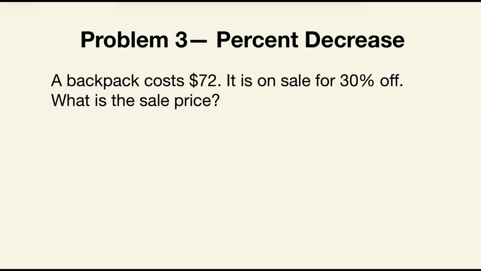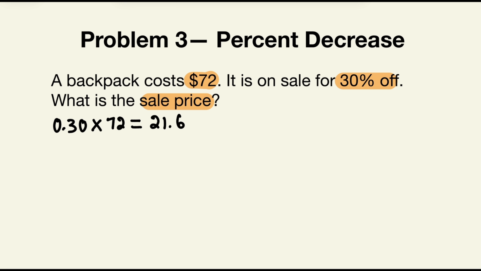Now let's look at a percent decrease. So this problem reads, a backpack costs $72. It is on sale for 30% off. What is the sale price? Okay, so what we need to do is convert the percent into a decimal, meaning that 30% becomes 0.30. And we're going to multiply that by the cost of the backpack, which is $72. And so that equals 21.6.